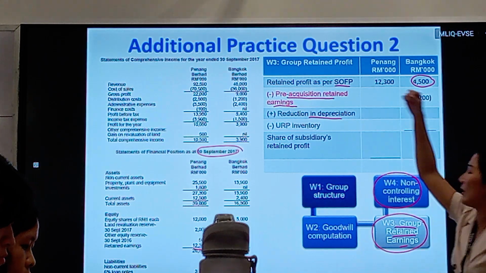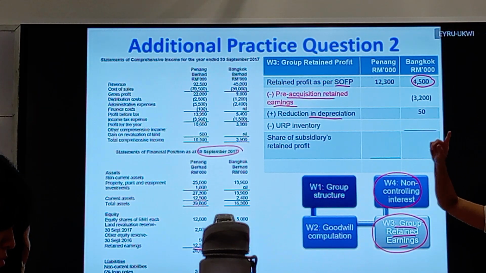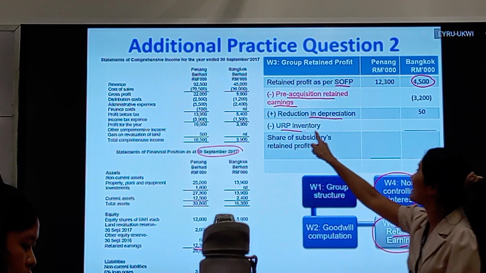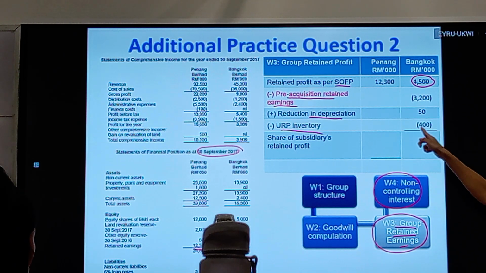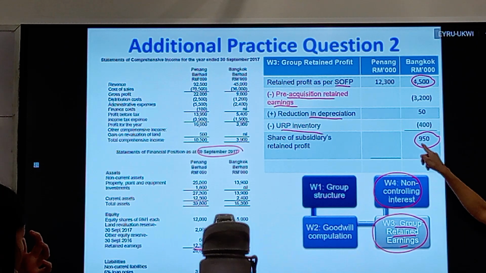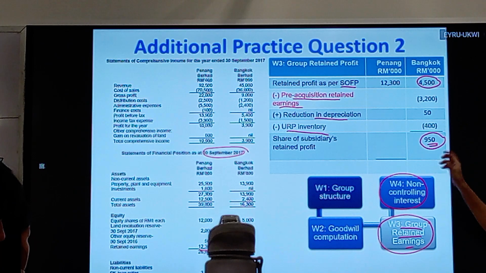So we know that our depreciation decreases. What happens? It will increase our profit. It will increase our retained earnings. Okay. And then this one, remember, we got unrealized profit, right? So we have to remove the unrealized profit, 400K. So at the end, Bangkok's or the subsidiary's retained earnings after all the adjustments is 950. This is the one that we want for our group financial statement.